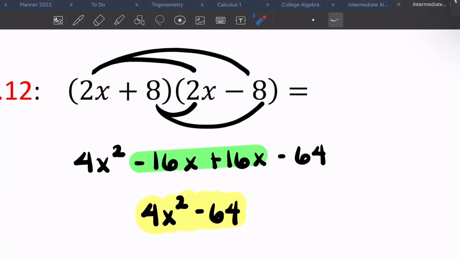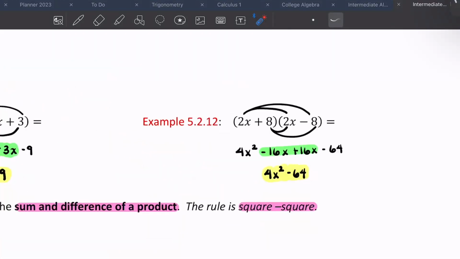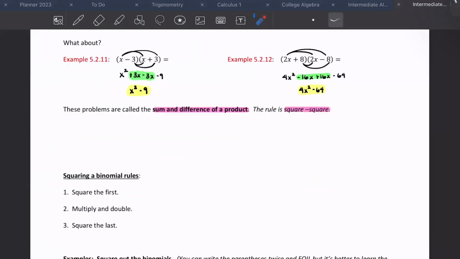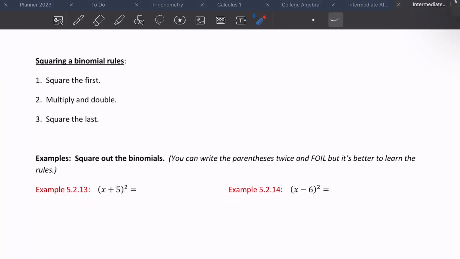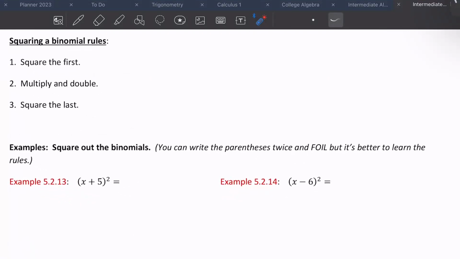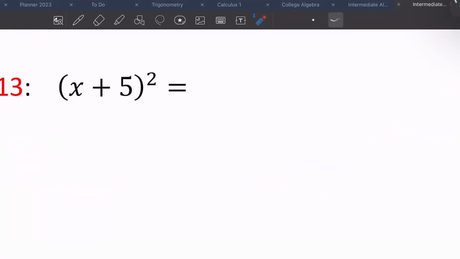If you squared 2x, right, you would get 4x squared. And if you squared 8, you would get 64. Put a minus sign in between it, okay? So FOIL or square minus square, okay? All right, look at this one. Squaring a binomial, the rules for that, okay? So if we have something that looks like these two examples, what does this mean, okay?